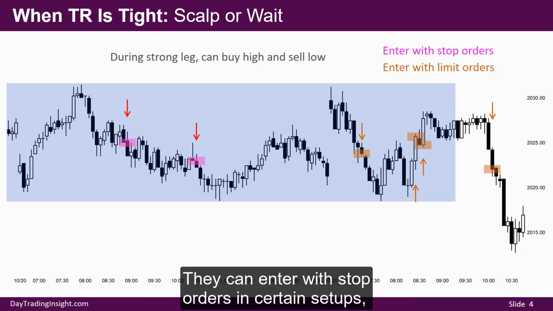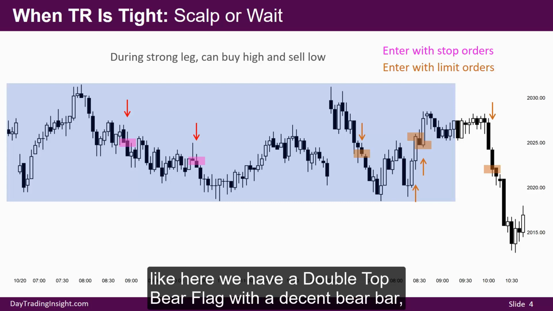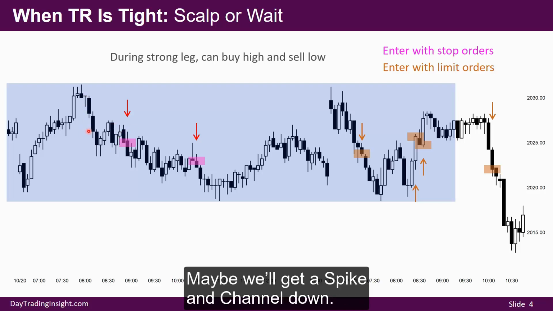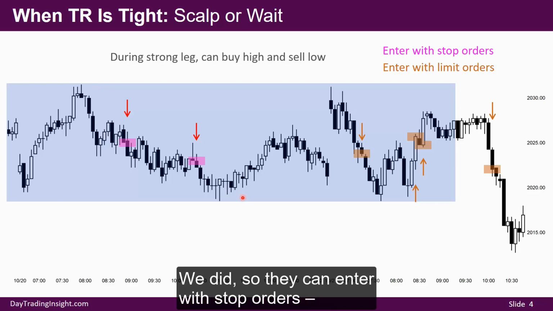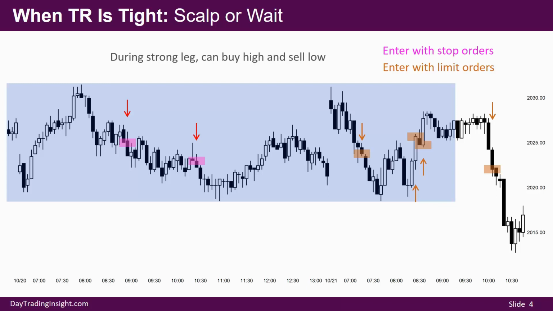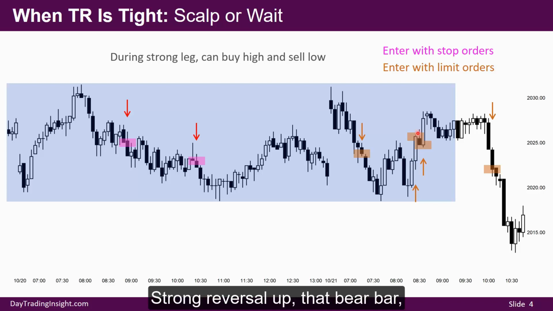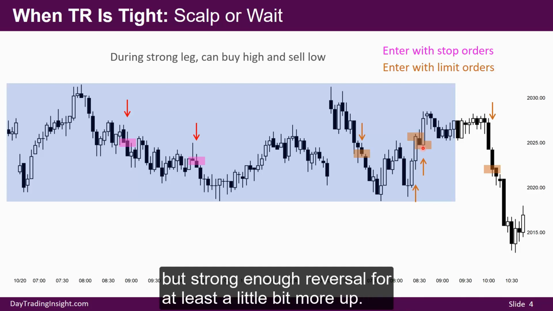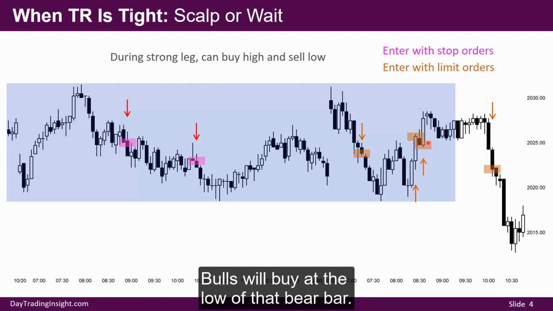They can enter with stop orders in certain setups, like here we have a double top bear flag with a decent bear bar, and we have a bear reversal. Maybe we'll get a spike and channel down. We did. So they can enter with stop orders, or they can enter with limit orders as well. Strong reversal up, a bear bar, but strong enough reversal for at least a little bit more up. Bulls will buy at the low of that bear bar.